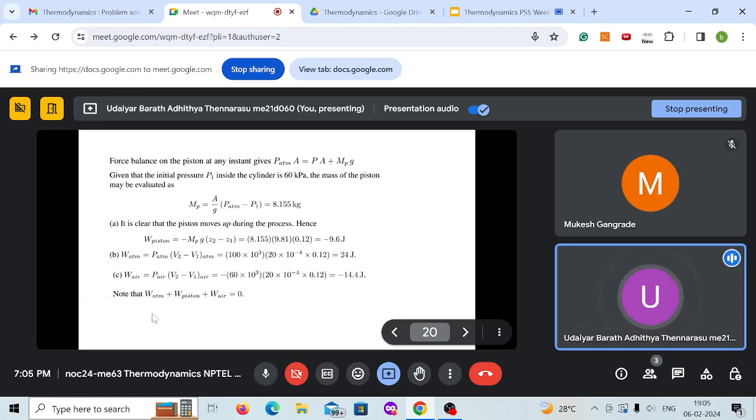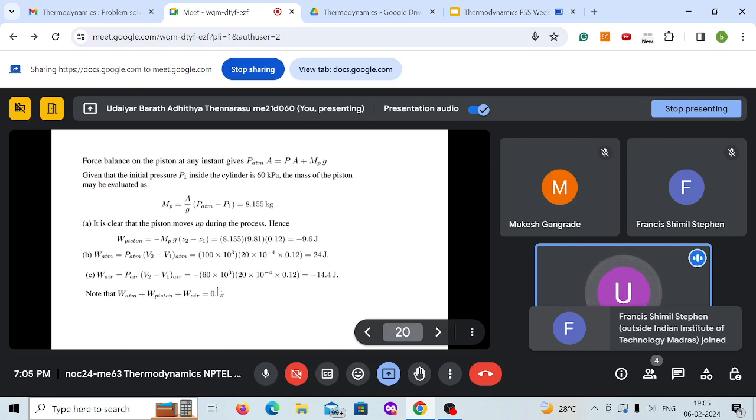Now if you add these three up, the net is 0. Why is this 0? Because your atmosphere here is the surroundings and your system is just the piston and the air inside. So the net transfer comes out to be 0. If you assume just the system, which is the piston and the air, it's consuming minus 24 joules. These are two points of view: the surroundings are doing 24 joules on the system, and the system is taking in minus 24 joules. So that's why it's coming out to be 0.